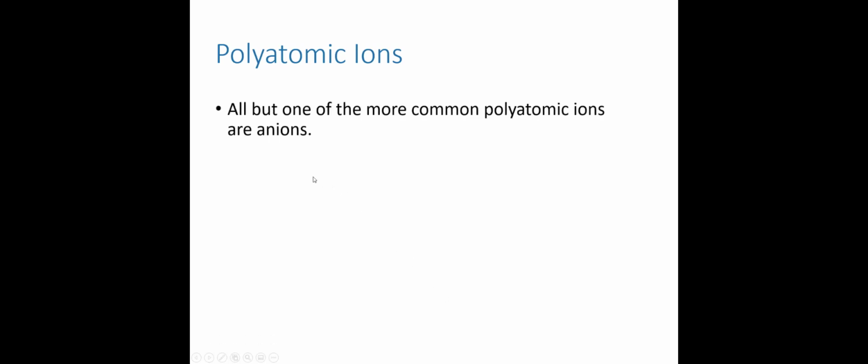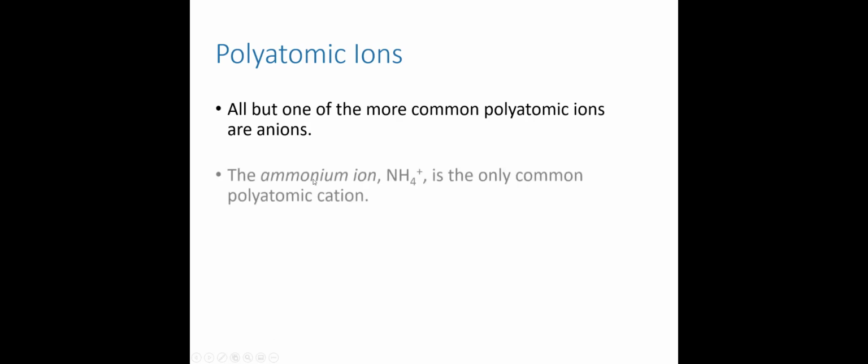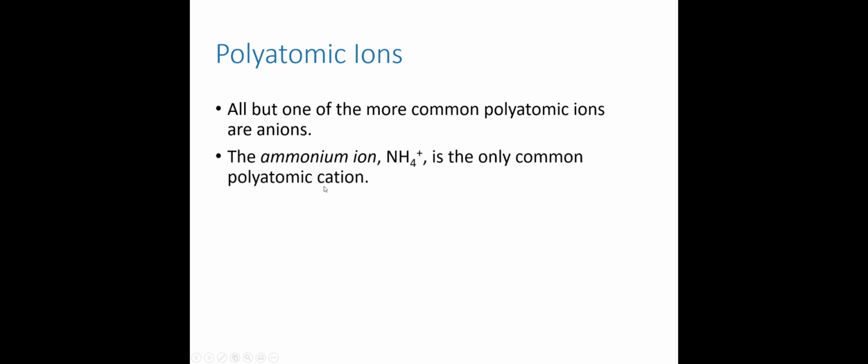So the first polyatomic ion you need to know is going to be the only one which is positively charged, and that is the ammonium ion. So NH4+ is the only common polyatomic cation. There are others which exist, but they're rather rare.